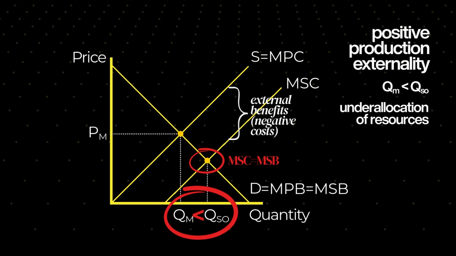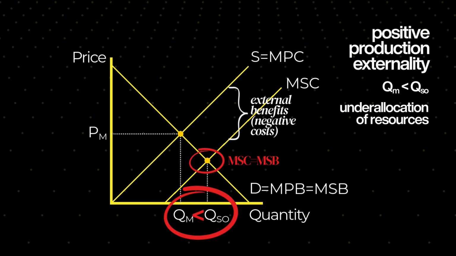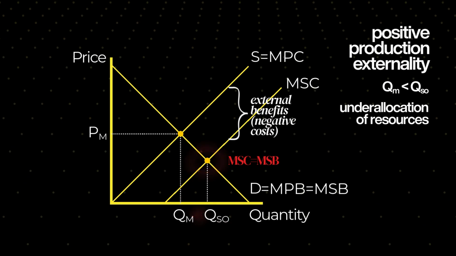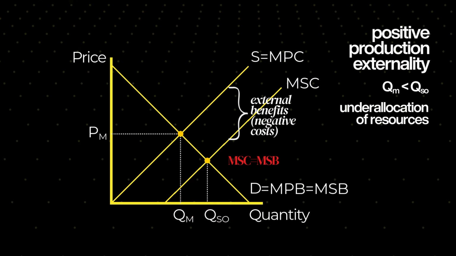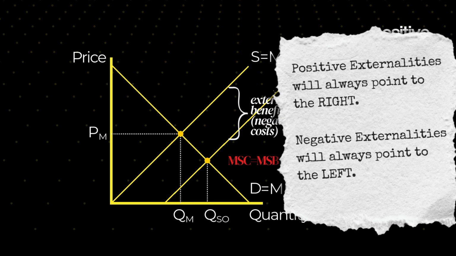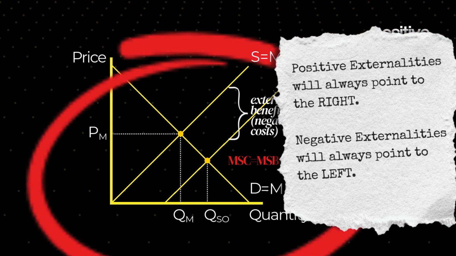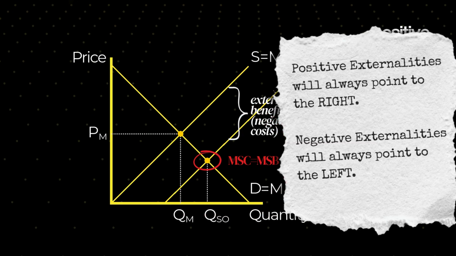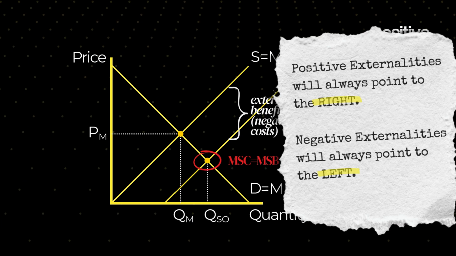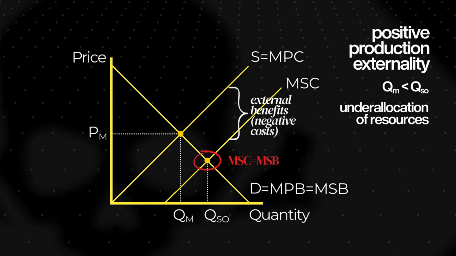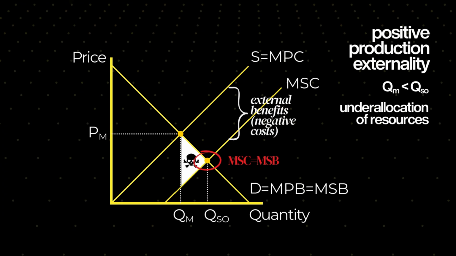This means that there's going to be a social welfare loss because society isn't getting the amount that benefits it the most. So, let's try to identify the welfare loss area. Do you remember the cheat codes? The point of the triangle will always be at the socially optimum point. And remember, right is right and left is wrong. So for positive externalities, the triangle will point to the right. So this triangle here represents our welfare loss.